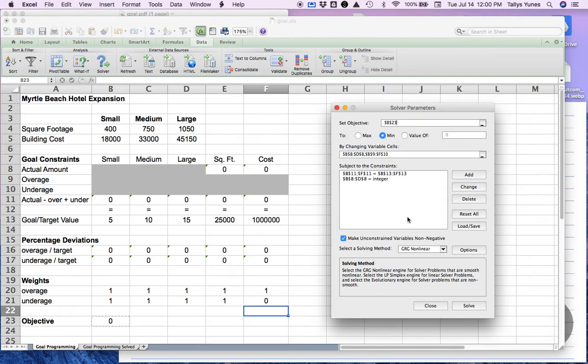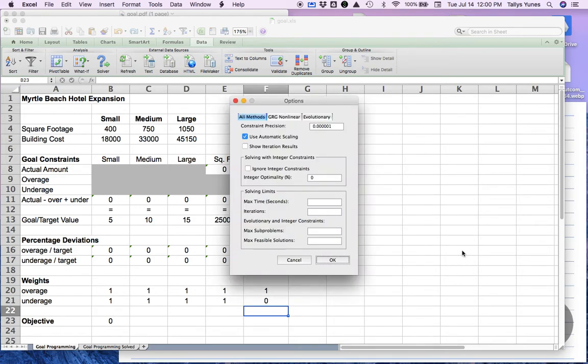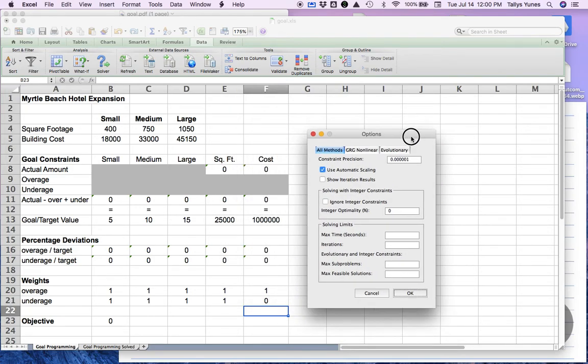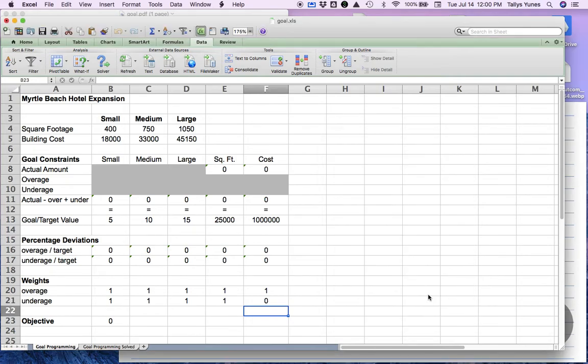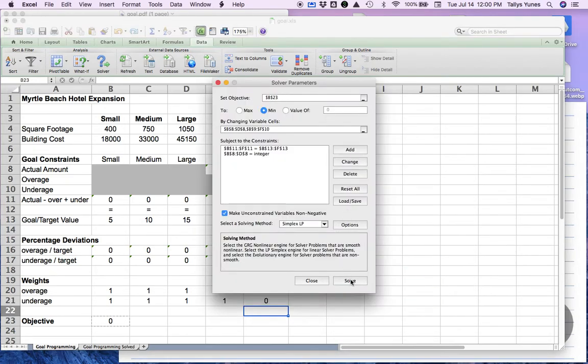Just remember to make variables non-negative, because the O and U have to be non-negative, otherwise the little trick doesn't work. And because this is all linear, simplex LP, and because we have integer variables, make sure to double check, come in here and check that this ignore integer constraints box isn't checked and the optimality percentage is 0, because we want the true optimal solution. Click OK, and now we can solve this.